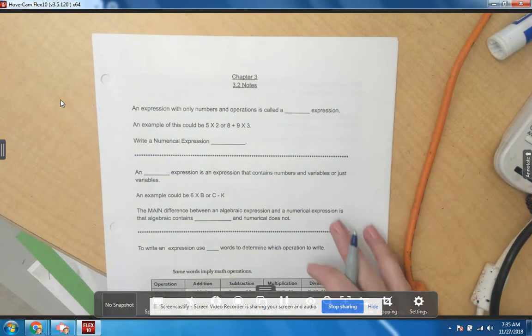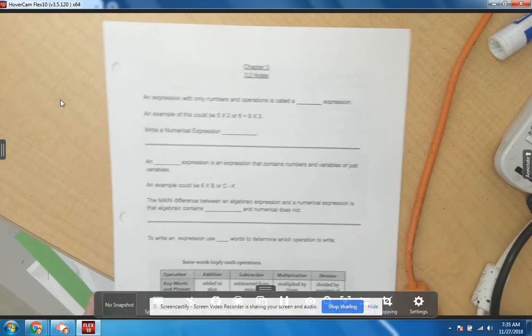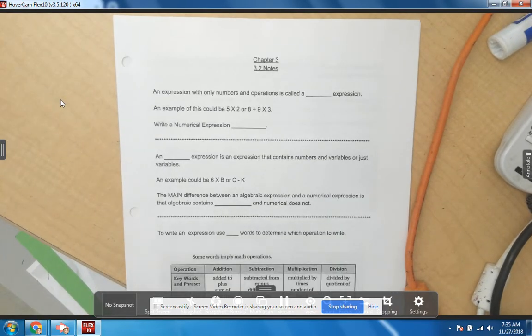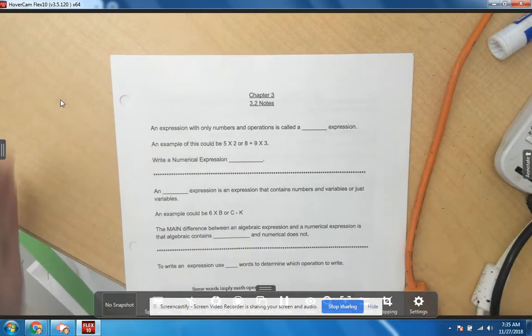So today the goal is to tell the difference between a numerical expression and an algebraic expression, as well as taking one and writing it out using keywords. So let's follow these, do these notes with me. Make sure everything I fill in, you fill in with me.